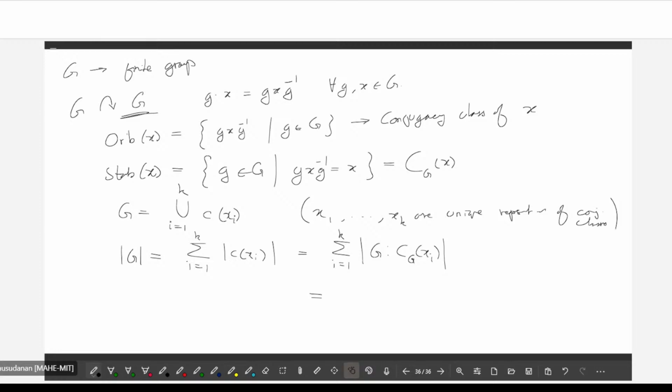If X commutes with G for all G, if X commutes with all the elements, that means X is in the center. So if X is in the center, these terms here also you can see. If X is in the center, first of all, CG of Xi is G itself. Right, the centralizer is the entire group. That's why it is in the center.